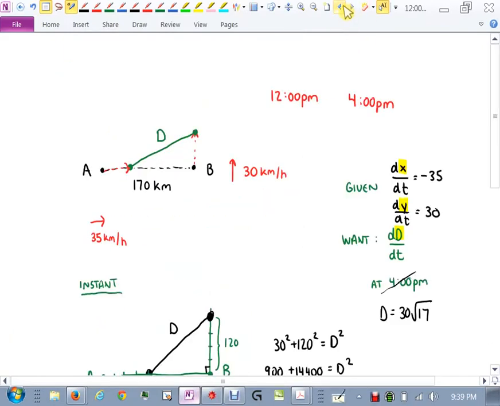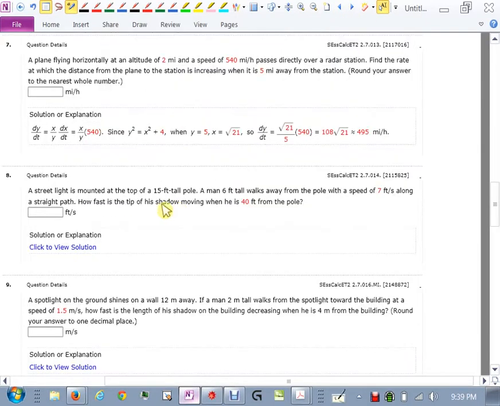All right. Taking a look at this one. A street light is mounted at the top of a 15-foot tall pole. A man 6 feet tall walks away from the pole with a speed of 7 feet per second along a straight path. How fast is the tip of his shadow moving when he is 40 feet from the pole? So let me draw this picture.